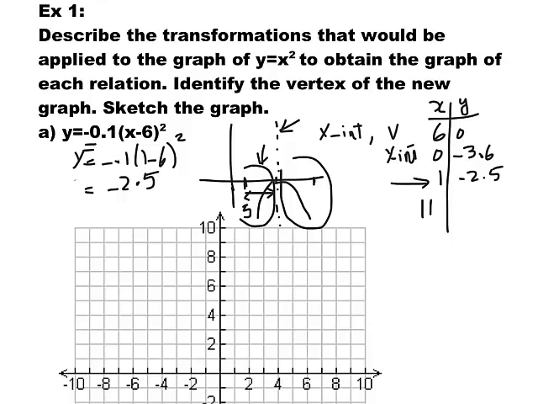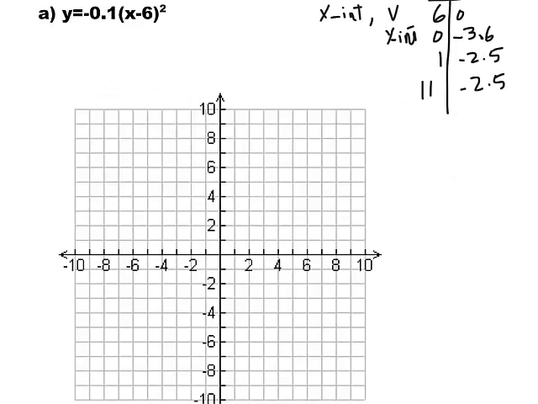Now let's pick the point 11. If I pick 11, then y is equal to negative 0.1 times (11 minus 6) squared. 11 minus 6 is 5, 5 squared is 25, and 25 times negative 0.1 is negative 2.5, which is the same as the other one. Now we have enough points, we can go ahead and plot the parabola.